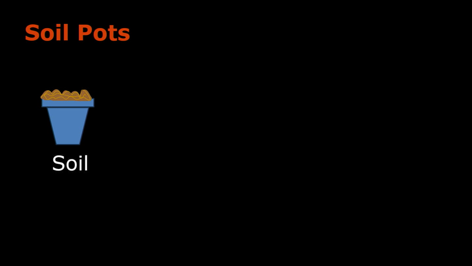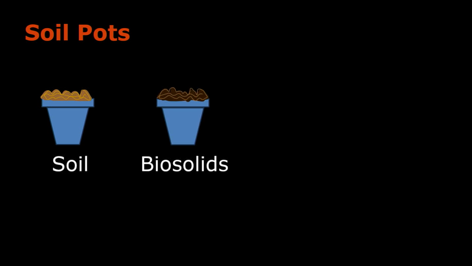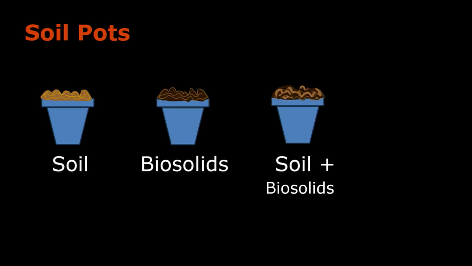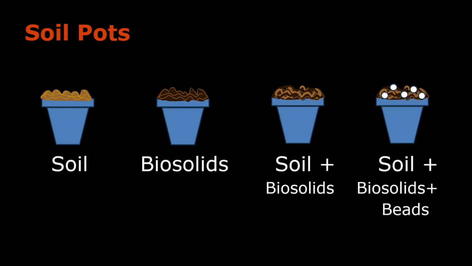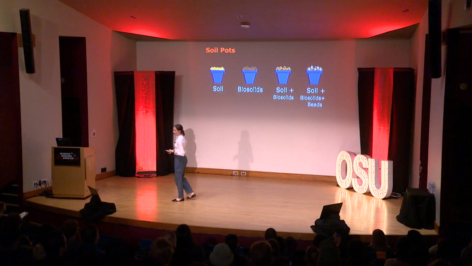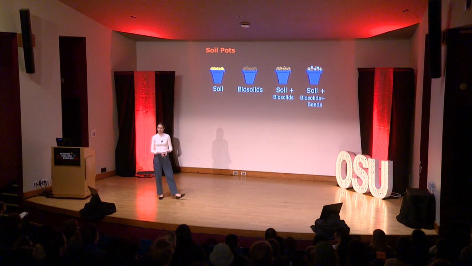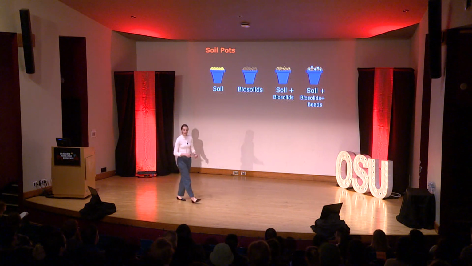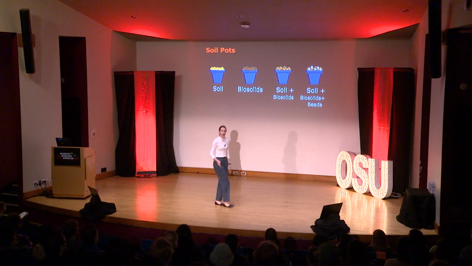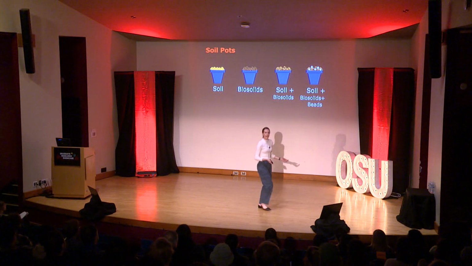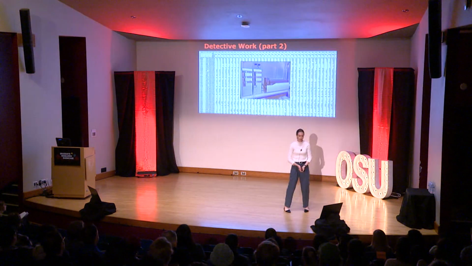Then I make lots of soil pots to actually test these beads. I have a pot of soil alone and biosolids alone as baselines, a pot of mixed soil and biosolids, and a pot of soil, biosolids, and those beads. And then I let them do their thing. Over time, the bacteria literally eat away at the chemicals. I'll sample every couple weeks, and after a couple months, they'll have done their thing, and I can analyze what has happened.